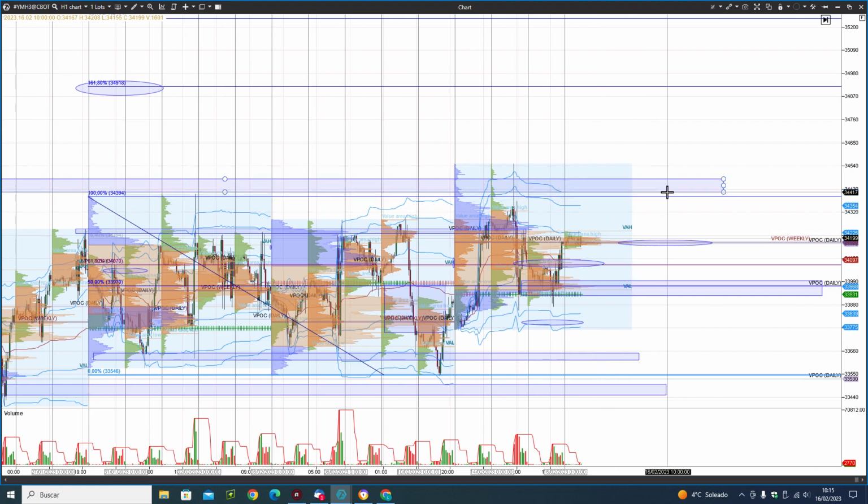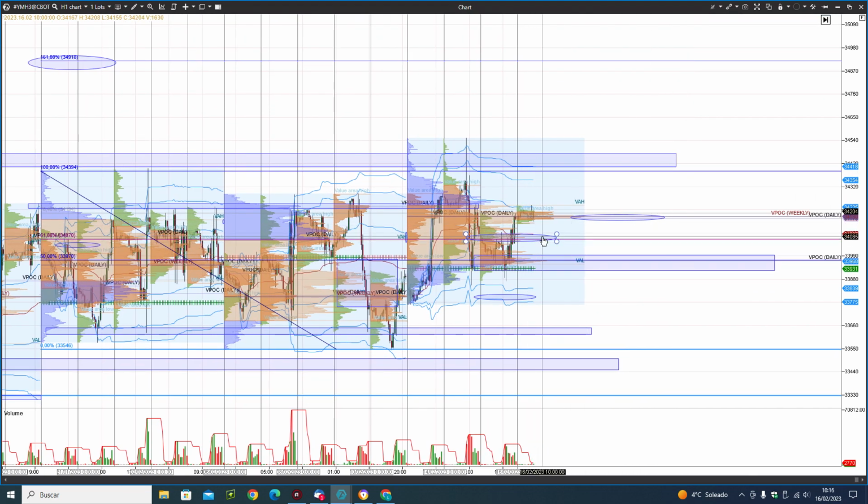Second, this price action zone that begins at 34,417. About lower targets, first target 34,067, this zone. And the second one is this price action zone that begins at 33,998 to 33,930.